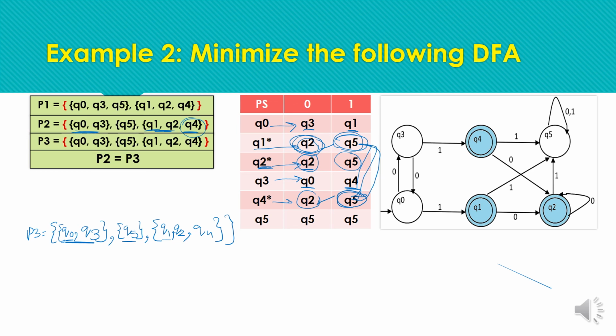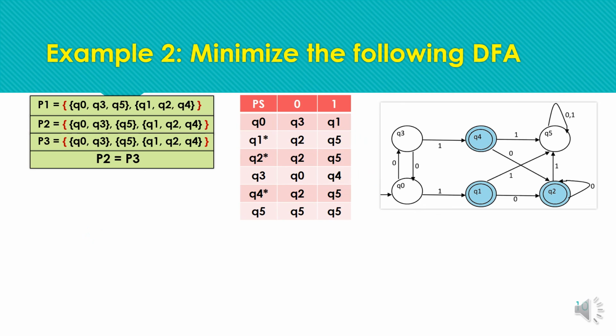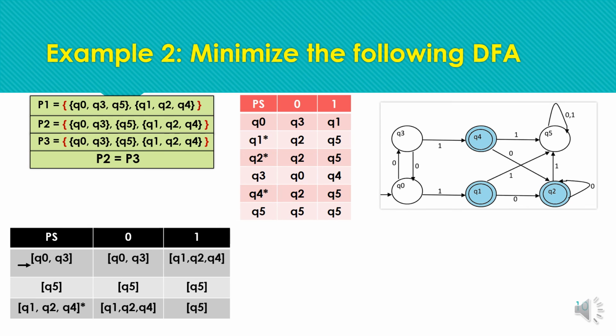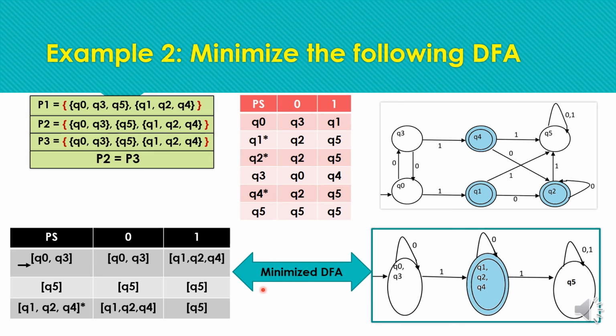So checking the transition table for the minimized DFA, the transition table is this. I hope you can easily construct this transition table from the given transition table with the same process that we followed for the last example, and from this you can easily construct the minimized DFA's transition table like this.